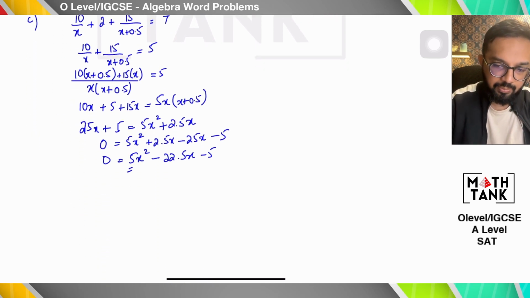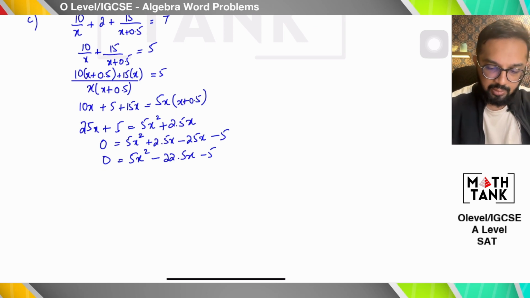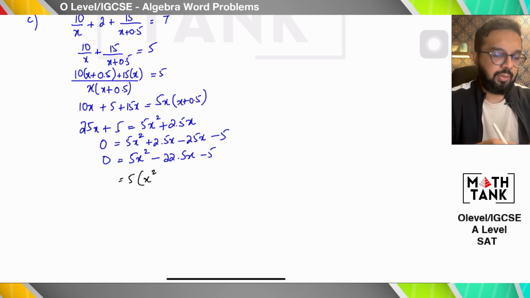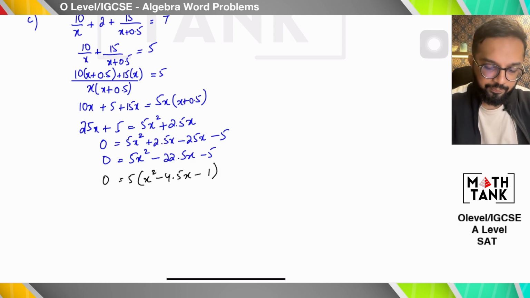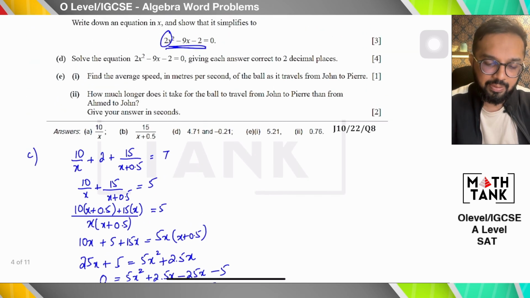Okay, what I'm going to do first is I'm going to take a 5 common, see what happens. What's 22.5 divided by 5? That gives me 4.5, of course. Okay, I move this 5 to the other side and say that this becomes x squared minus 4.5x minus 1. It's still not the same as this.